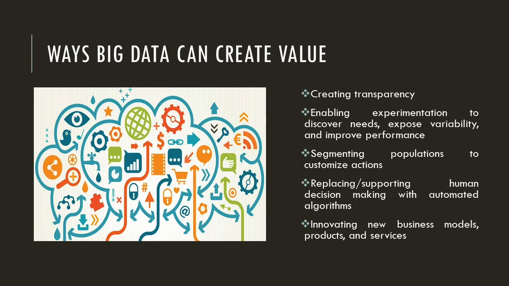The fourth one is replacing and supporting human decision making with automated algorithms. So having real-time information allows managers to make more accurate decisions that can actually be automated if the right data is available, or if not, since the information is processed by software rather than a human being, the risks are minimized.